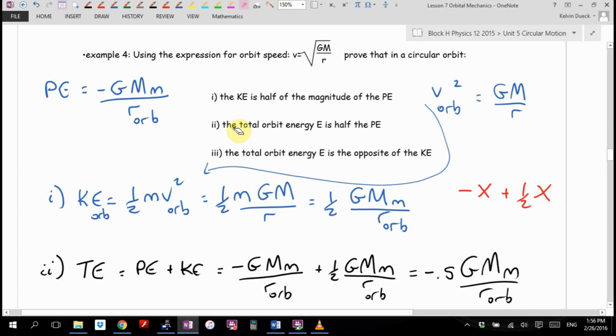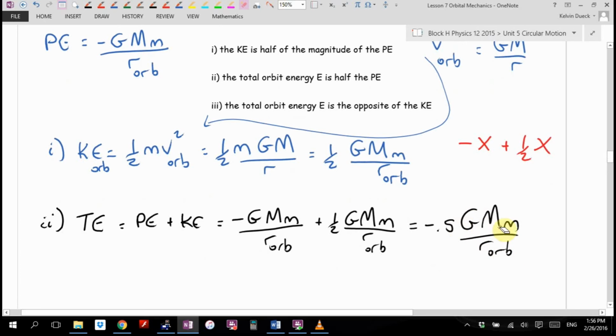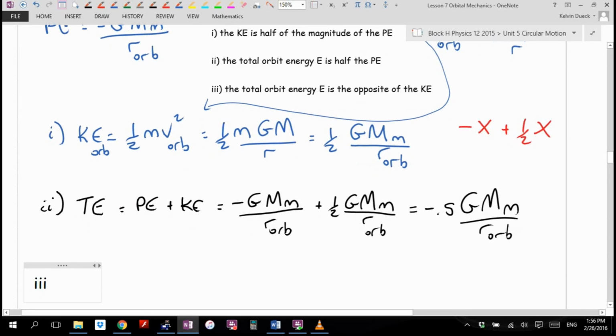Jason, it said, prove that the total energy is half the potential energy. Oh, yeah. Potential energy with a 0.5 in front of it. Okay, that's kind of cool. Oh, and part 3 says, prove that the total energy is the opposite of the kinetic energy. Oh yeah, they're the same thing, but that's negative, that's positive. We've already done that. Already did prove it.